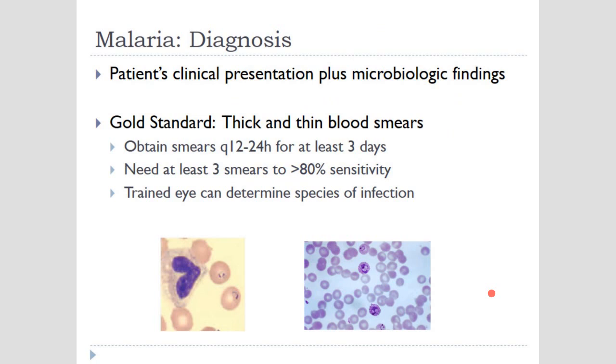How do we diagnose it? Again, as I said, it depends upon the state that we have to hit. The gold standard is called thick and thin blood smear. So you have to obtain smears for 12 to 24 hours, at least 3 days, and make sure that you look for it. It says over here, a trained eye is required to see the infection. You really can see it over here.